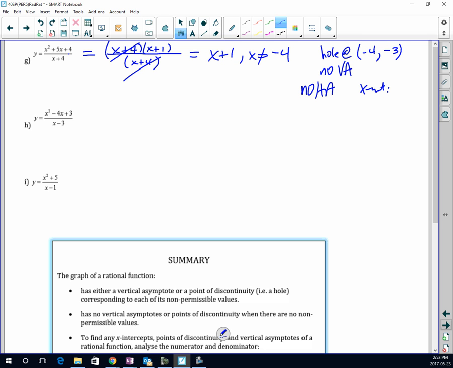X-intercept. Y-intercept. Well, it can't be -4 because that's a hole, so then it was -1. And my y-intercept? 1, very good. Okay, moving on, let's factor.